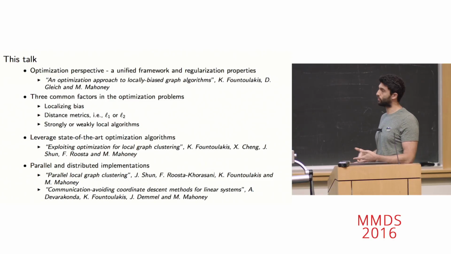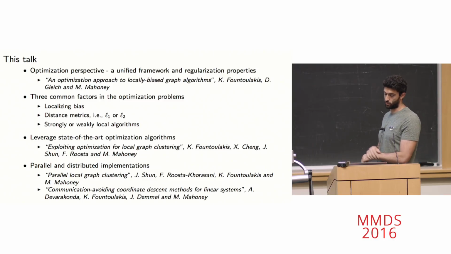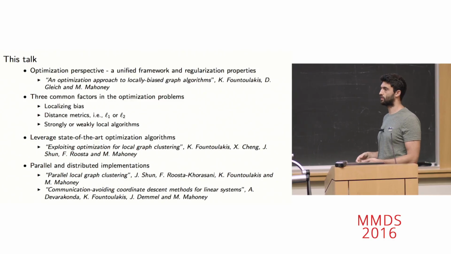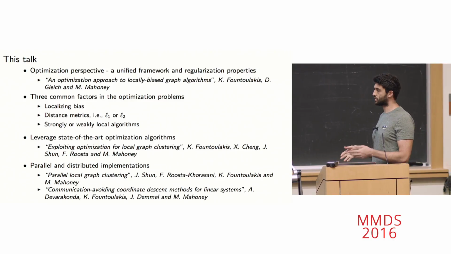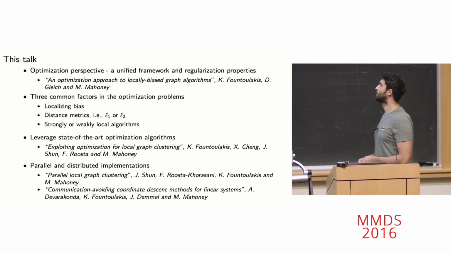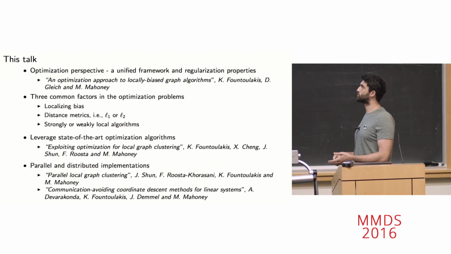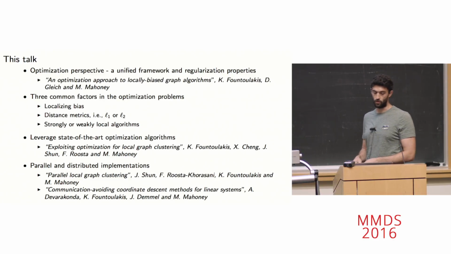There are three common factors that characterize this unified framework. The first one is how do we incorporate localizing bias? How do we incorporate information from the seed set in the solution? The second one is how do we measure distances among the nodes, L1 or L2 metric? And the third one is how do we impose strong or weakly local running time for the algorithm?